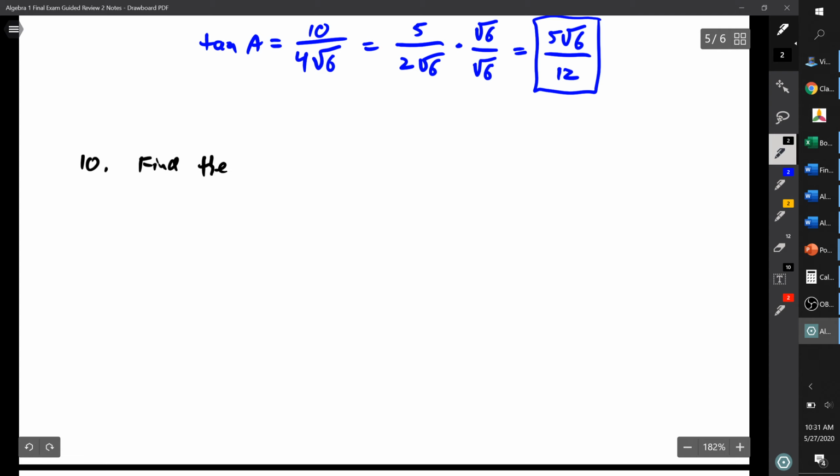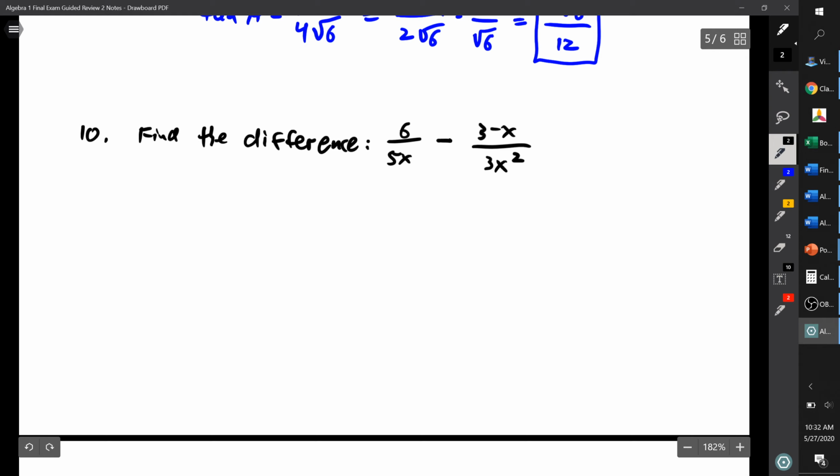Find the difference. What are we finding the difference of? 6 over 5x minus (3 minus x) over 3x squared. Okay, I cannot add these as is because my denominators are not the same. So what is the smallest denominator that I can work with?